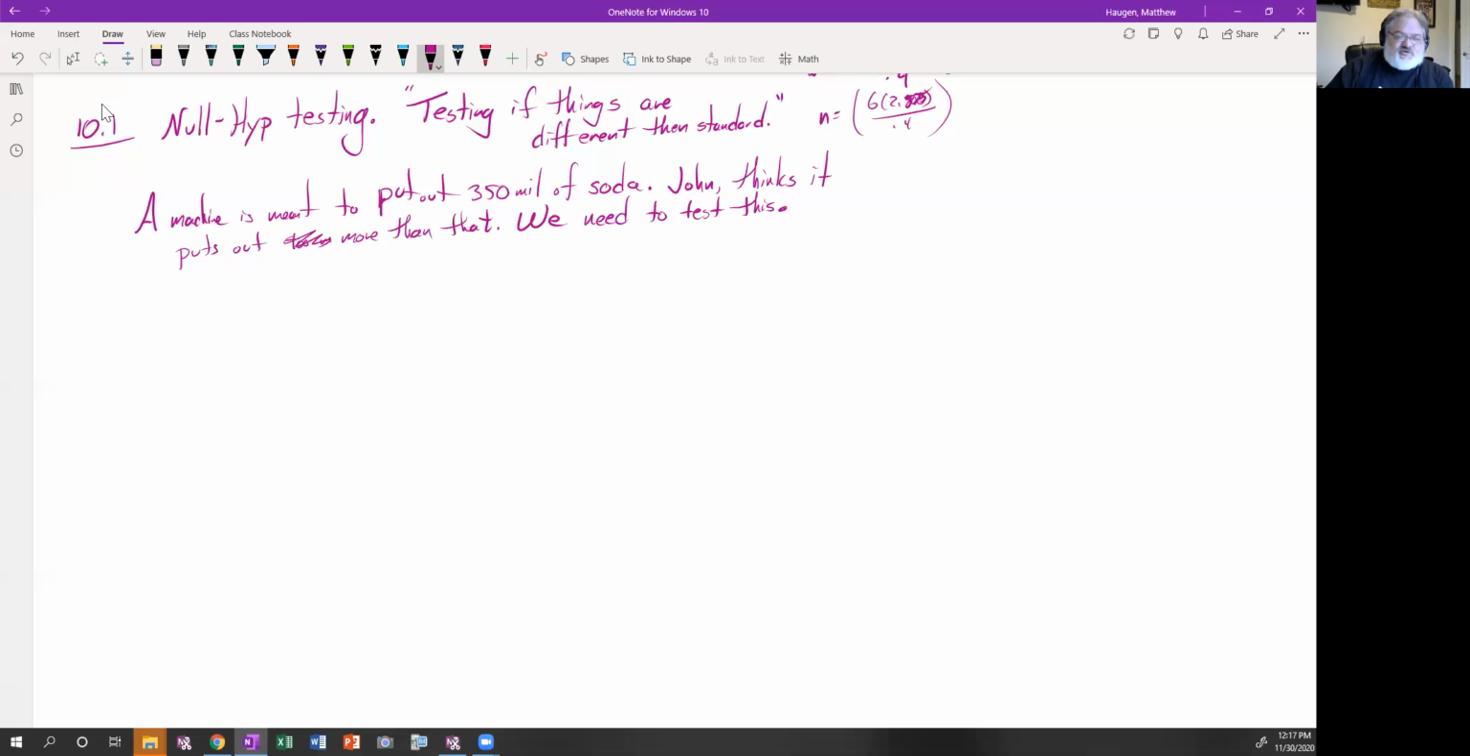So to test this, in null hypothesis testing, we want to label exactly what we're assuming is true and what the alternative is that we're saying might be true. So the null hypothesis is the null for no change.